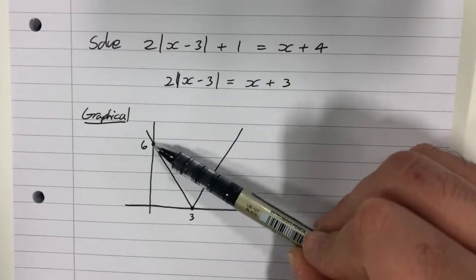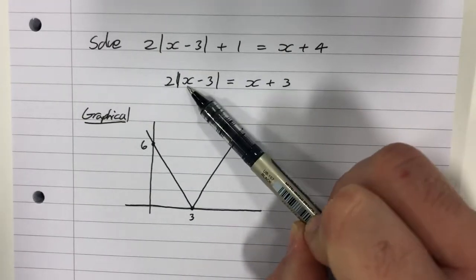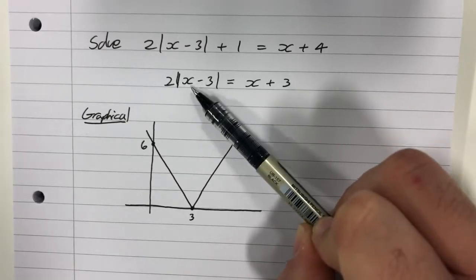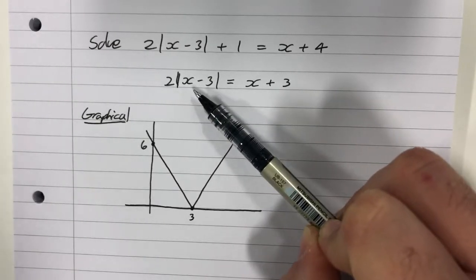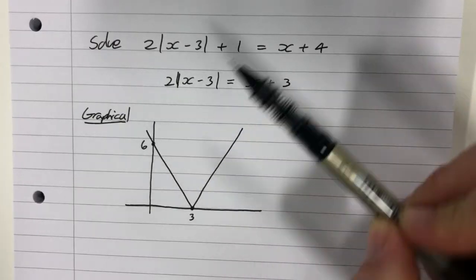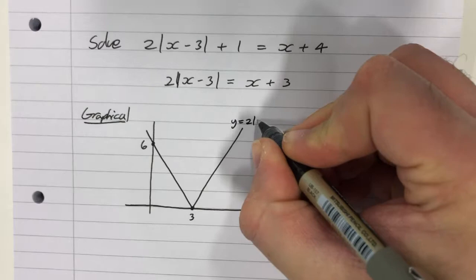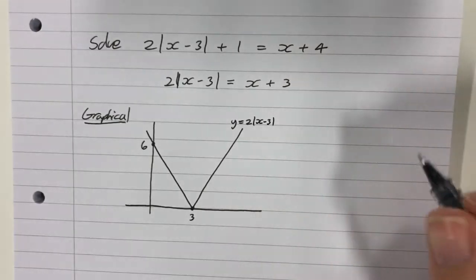It's going to touch the x-axis at 3, and it's going to touch the y-axis at 6. Just check that it touches the y-axis at 6. Y-axis means x is 0, so plug in x is 0, we get the mod of minus 3. Well, the mod of minus 3 is 3, and then times that by 2, you get 6. So that is that graph there. So that is y equals 2 mod x minus 3.